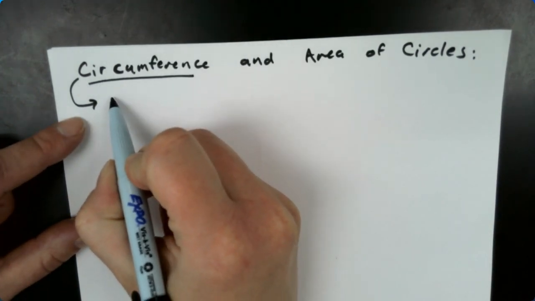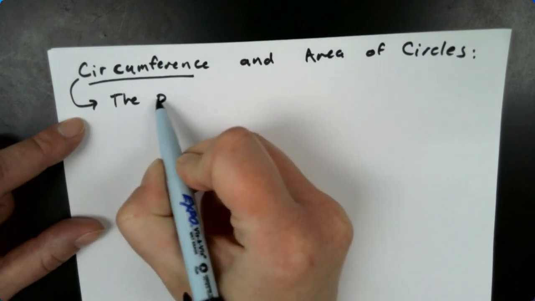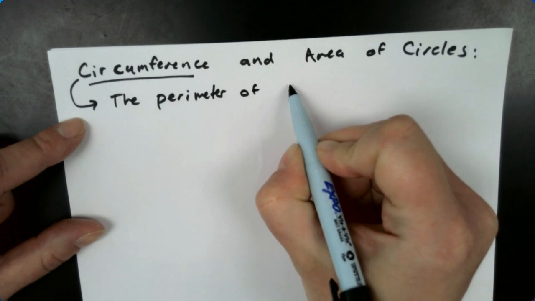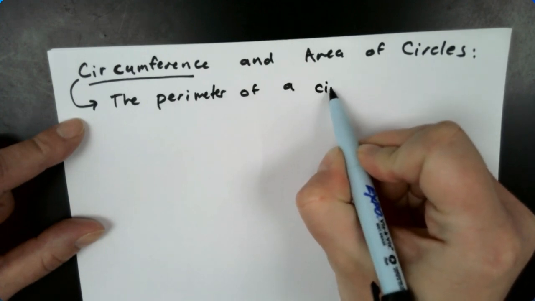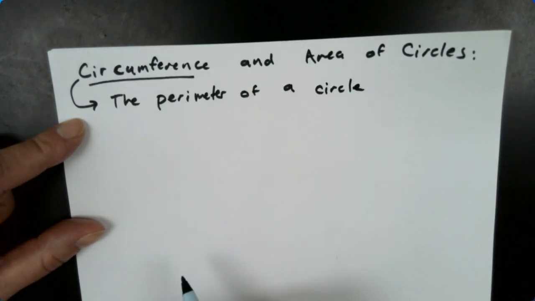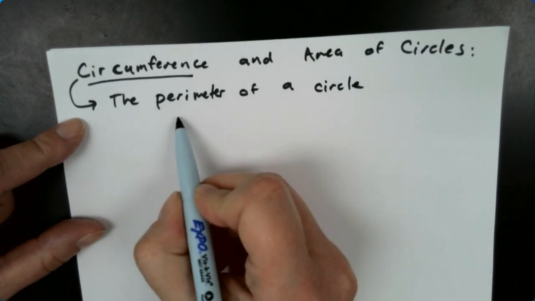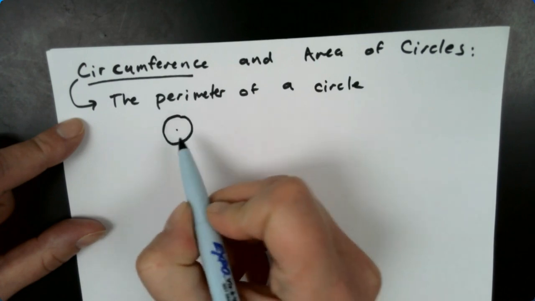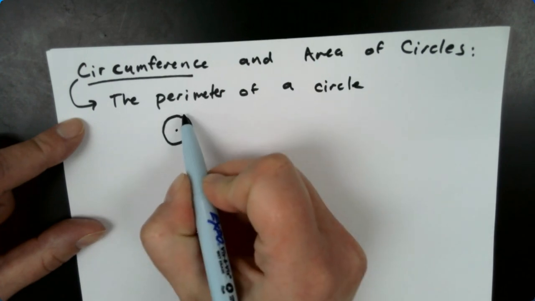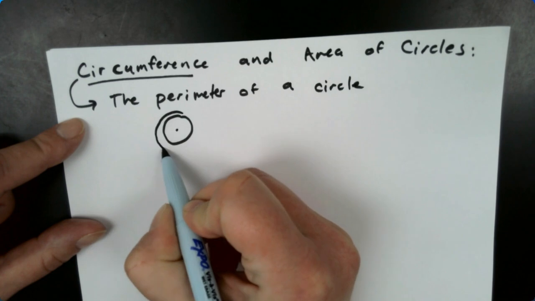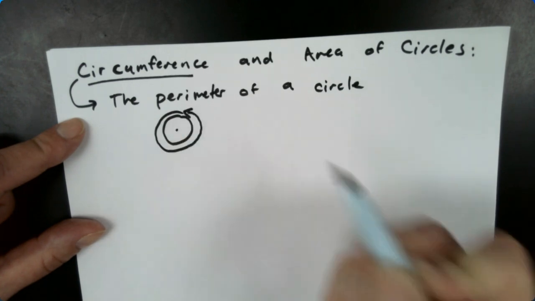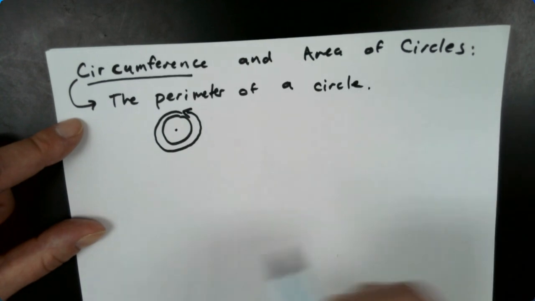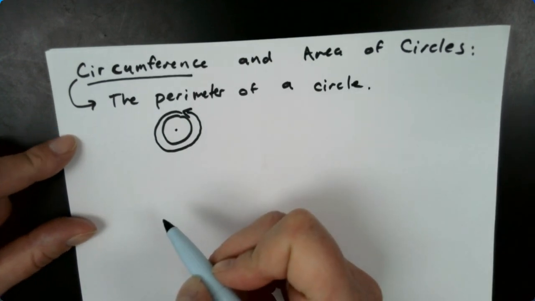So circumference is the perimeter of a circle. If we were going to draw a picture of that, we would have our circle. We have our center of our circle, and we would just walk all the way around our circle with our measuring tape, and that would tell us the perimeter of our circle. So the distance around our circle.